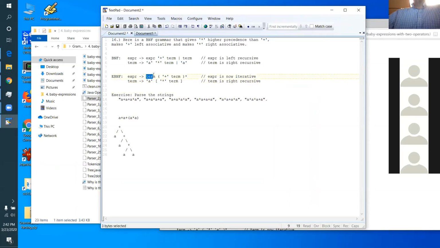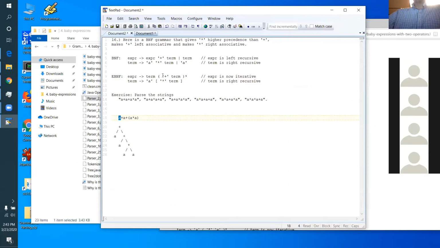Expression is a term. So we have to find a term. A term is an A. There's our A, and then an optional part, but we don't have that optional part, so we just stop there and say that's our term. So term is A.